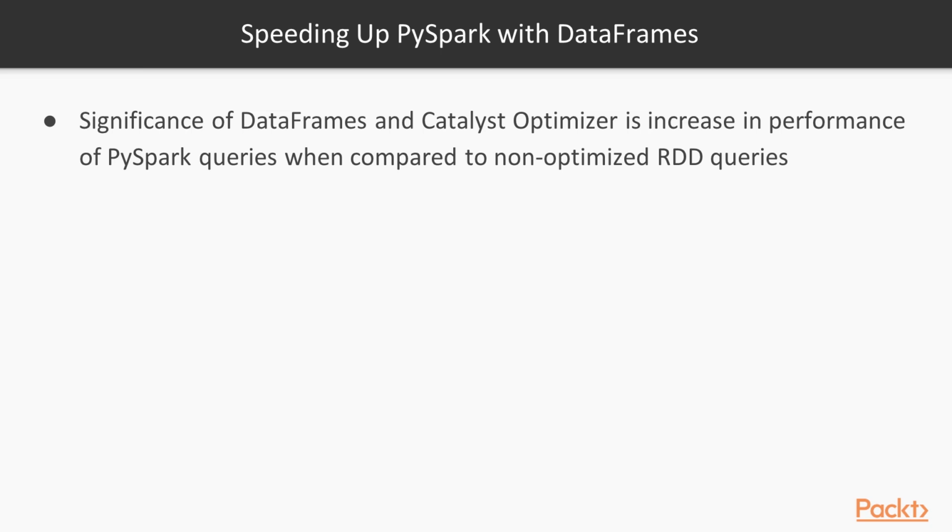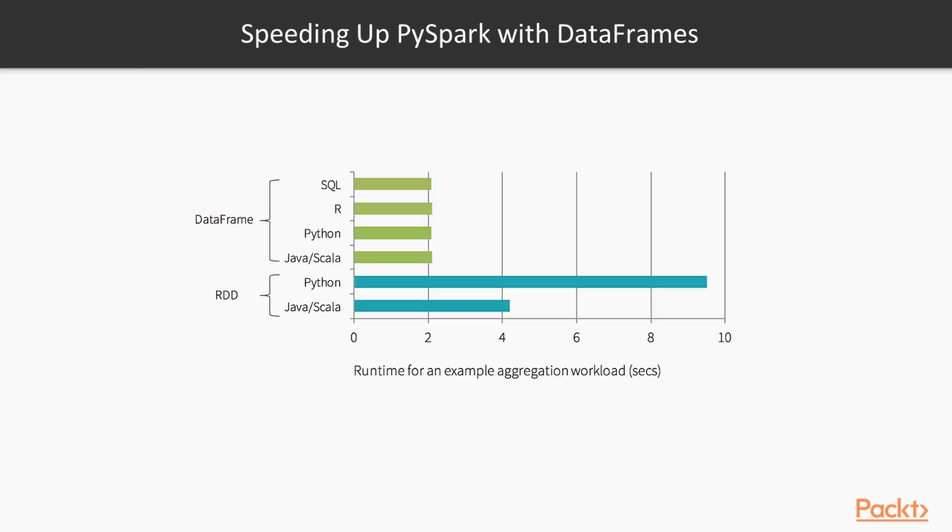Next, speeding up PySpark with DataFrames. The significance of DataFrames and the Catalyst Optimizer is the increase in performance of PySpark queries when compared to non-optimized RDD queries. As shown in this figure, prior to the introduction of DataFrames, Python query speeds were often twice as slow as the same Scala queries using RDD. Typically, this slowdown in query performance was due to the communications overhead between Python and the JVM.